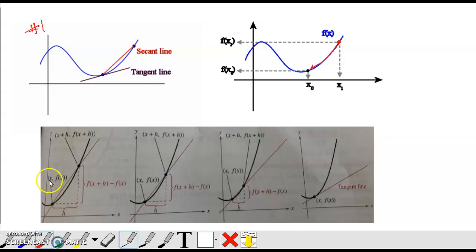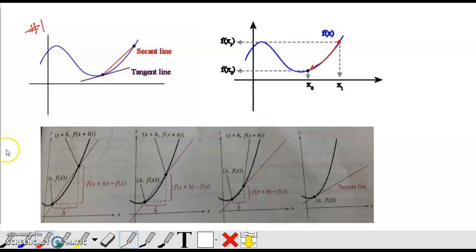So again, if we call one of those points x, and f of x, and we add some sort of distance to our x value, this new point will be x plus whatever h is, which means this will be f of x plus h, okay? And what's going to happen is this point's just going to keep moving closer and closer and closer, and it's going to get so close that eventually it's going to seem like the tangent line, okay?